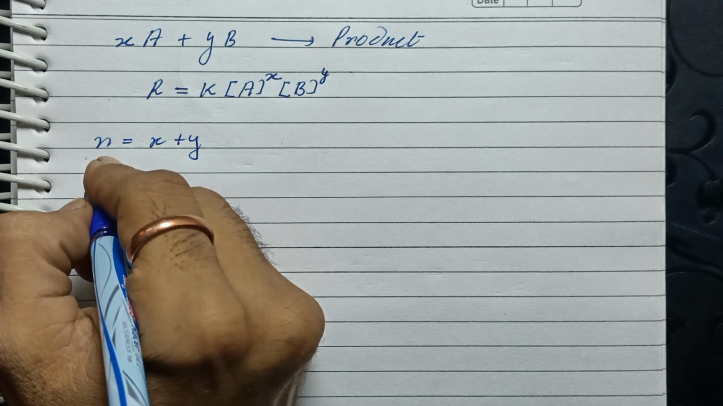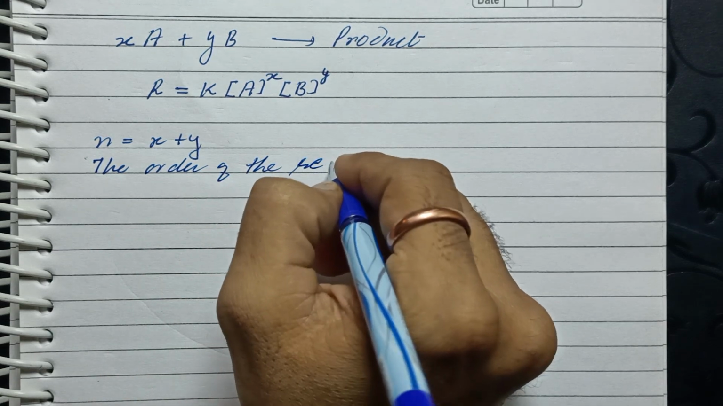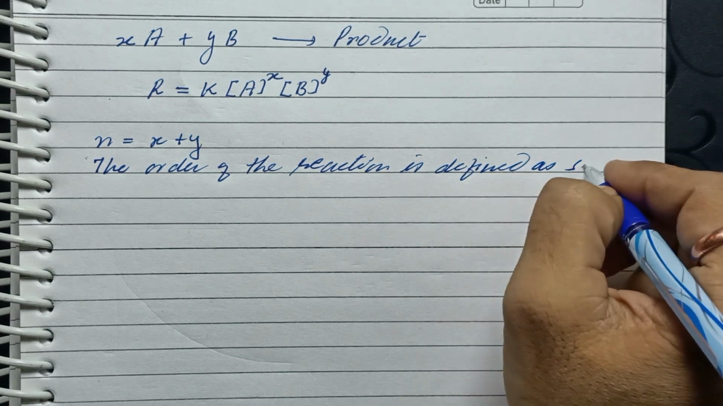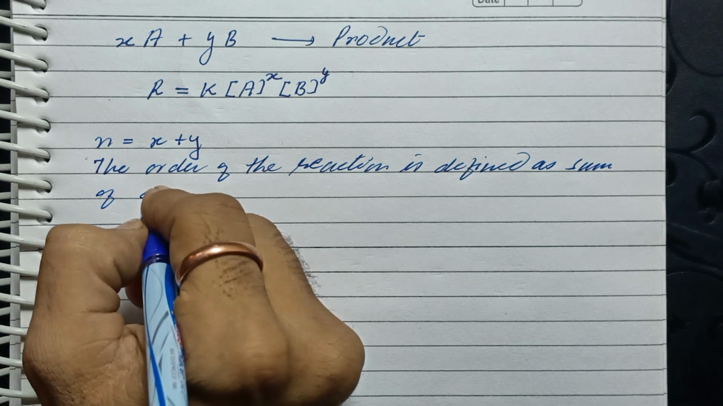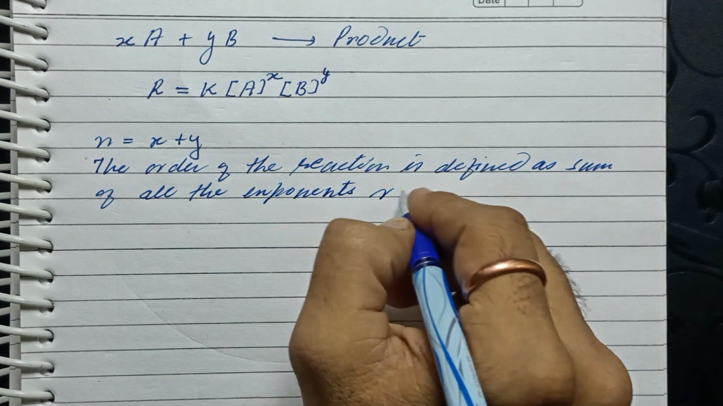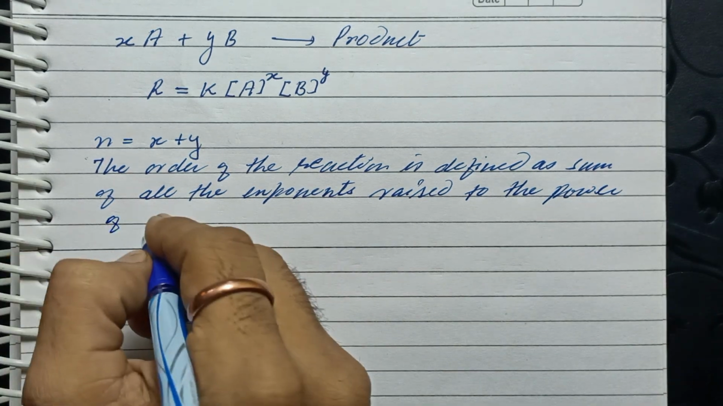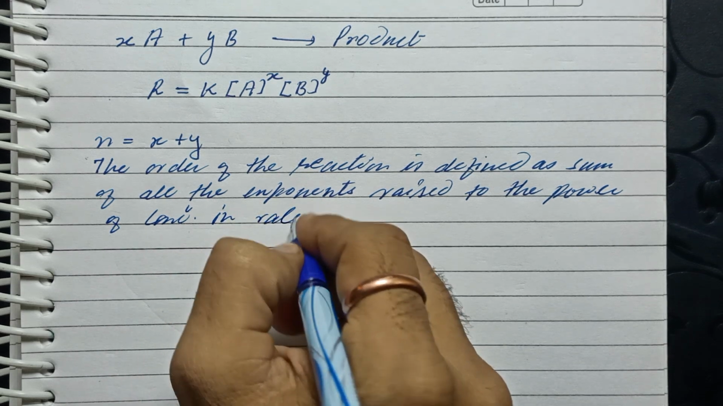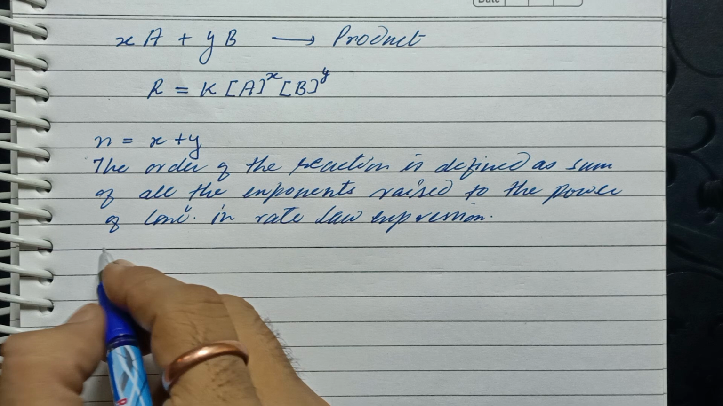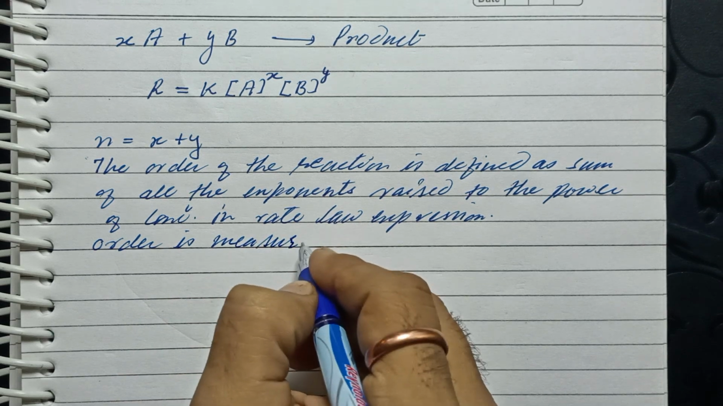Now if we define the order of the reaction, the order of the reaction is defined as the sum of all the exponents raised to the power of concentration in the rate law expression. Order is measured experimentally.